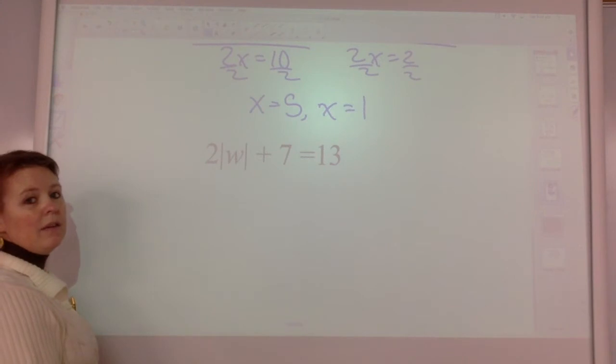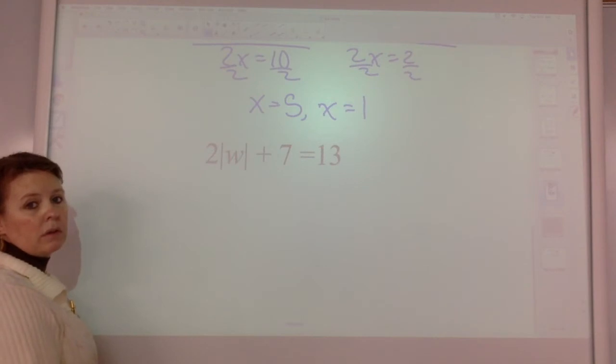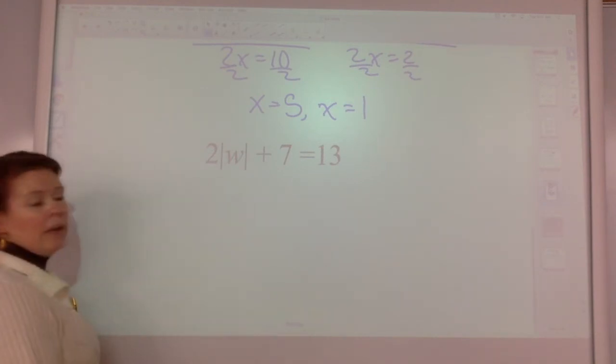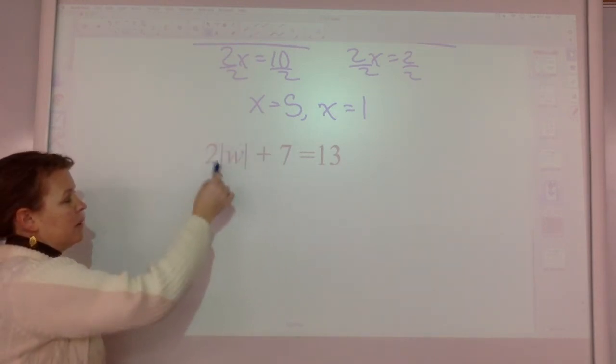We'll make it even a little bit tougher. So the first one had addition and subtraction. The second one had division. This one has both. And we're going to solve it the same way we solve any other equations that we've worked with all semester. Treat that just like it's the variable.